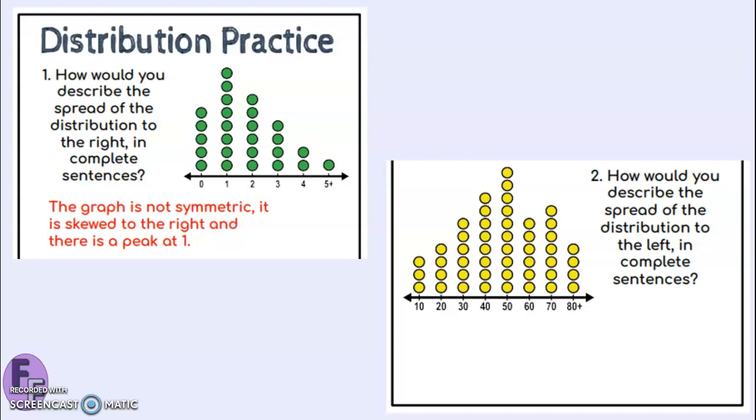How would you describe the spread of the distribution to the left in complete sentences? Well, this one is symmetric because it goes up in the middle and then curves back down. And it peaks at 50. It is neither skewed left nor right.